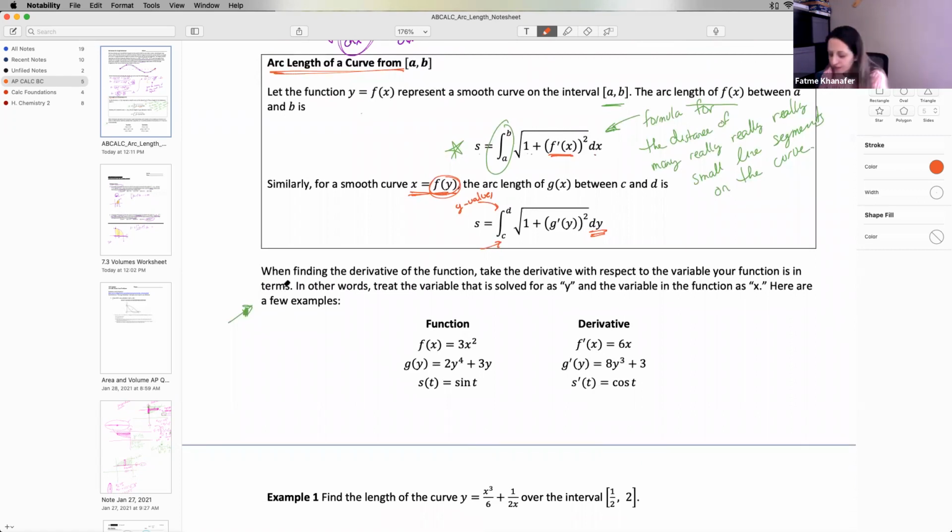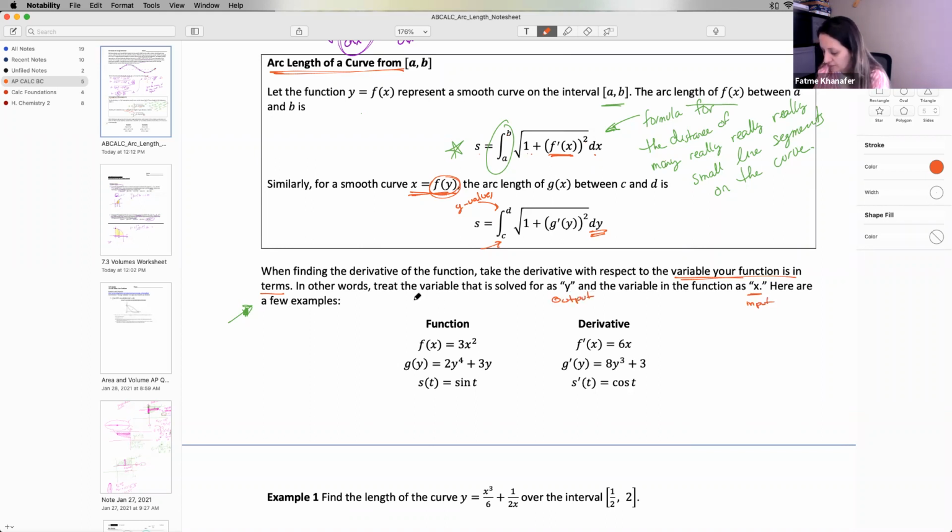All right, when finding the derivative of a function, you take the derivative with respect to the variable your function is in terms of. In other words, treat the variable that is solved for as y and the variable in the function as x. So we got our input and, of course, our output.